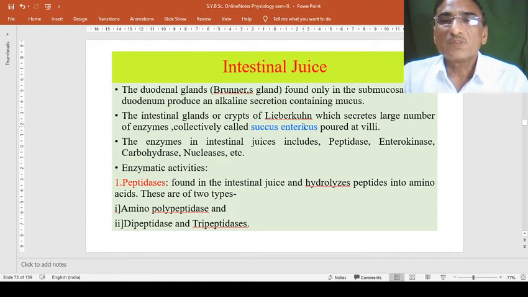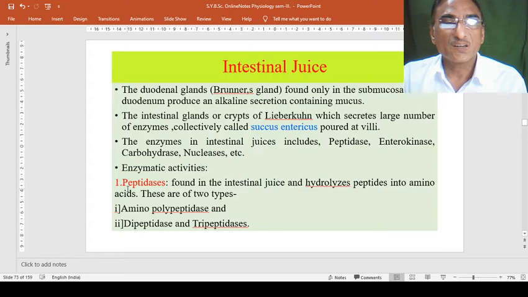So, crypts of Lieberkühn and the intestinal glands, these cells secrete a large number of enzymes, and collectively all the enzymes are called succus entericus, which are poured at the villi. The enzymes in intestinal juice include peptidases, enterokinases, carbohydrases, and nucleases that we have already seen in the previous slide.